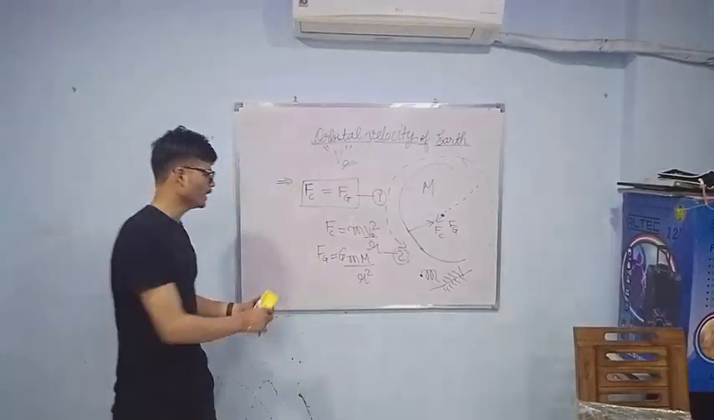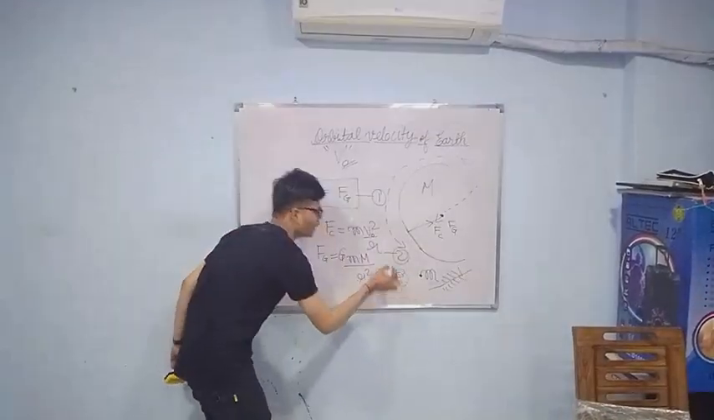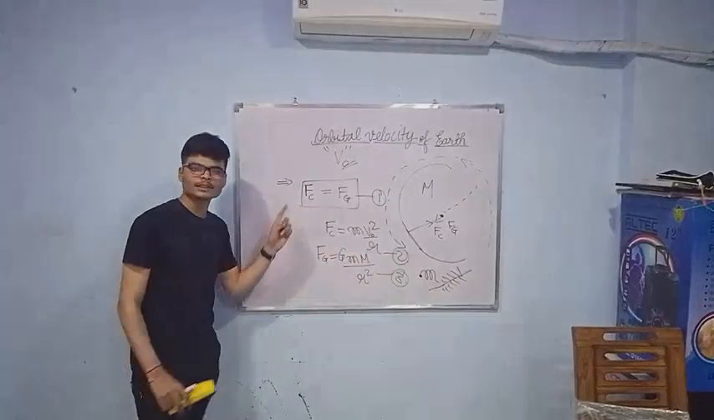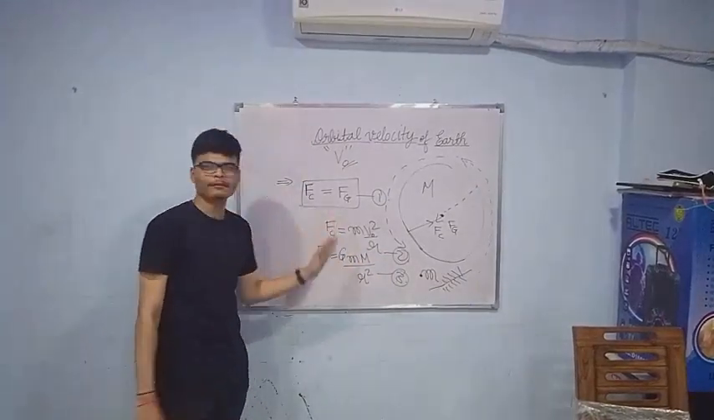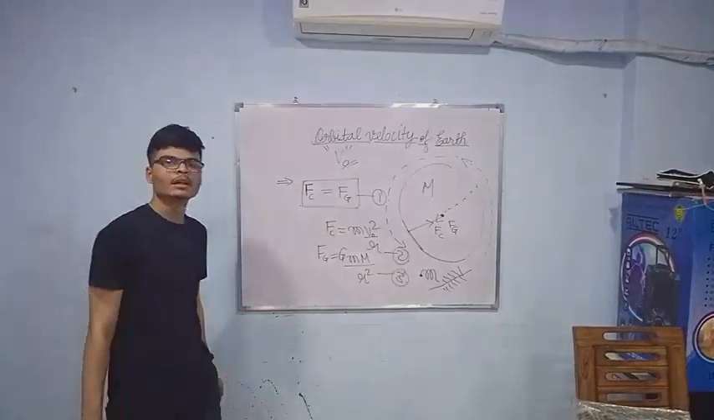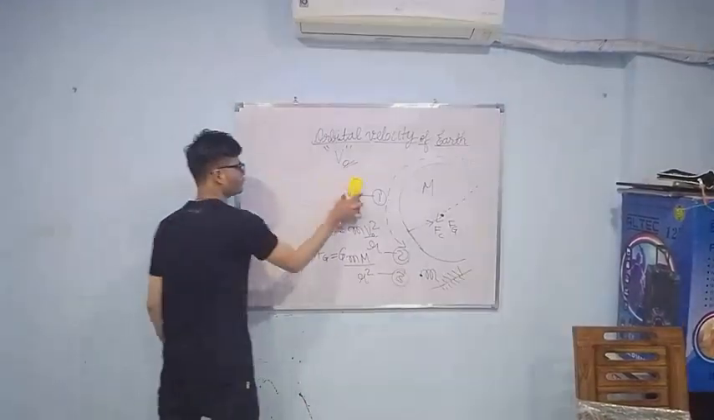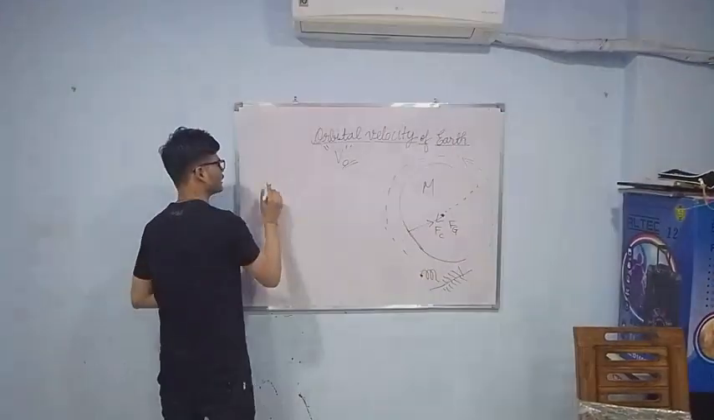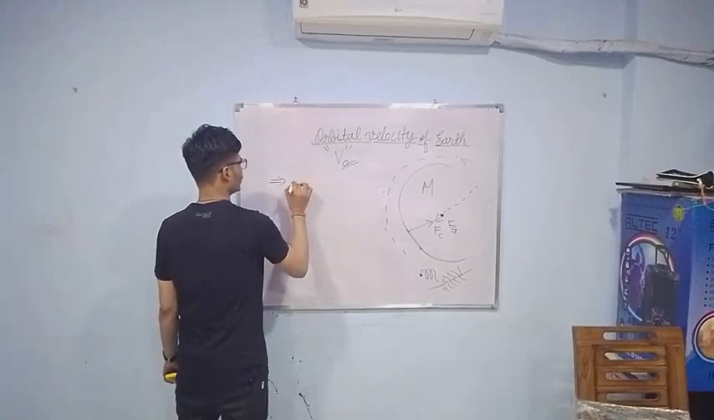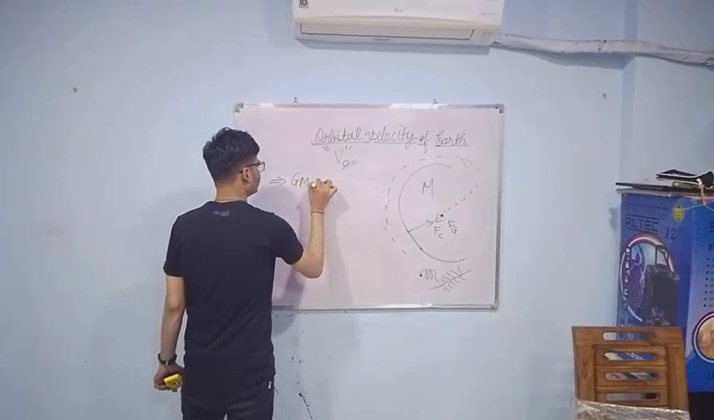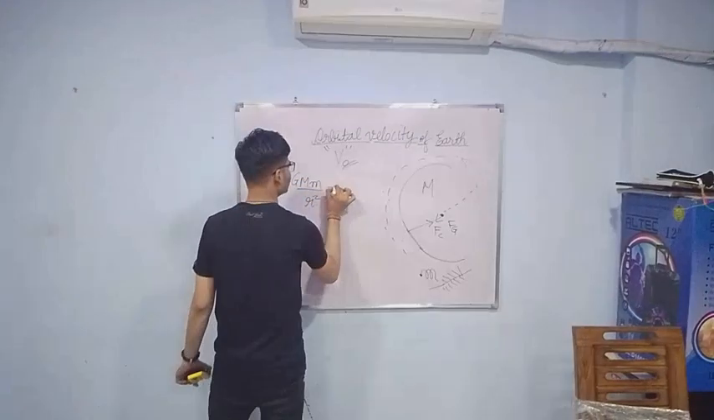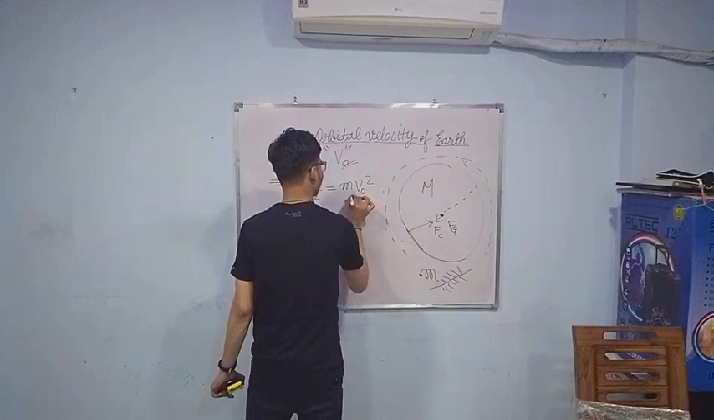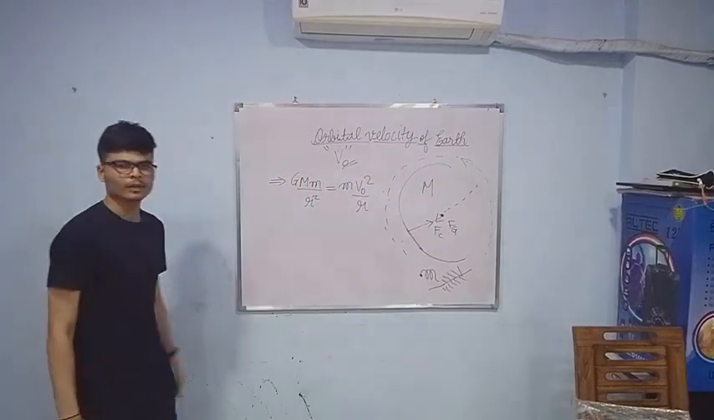These two equations, equation 3 and equation 2, must be equal according to the first equation. On comparing these two equations, we will get the expression for orbital velocity. So G M m by r square must be equal to m v naught square by r.